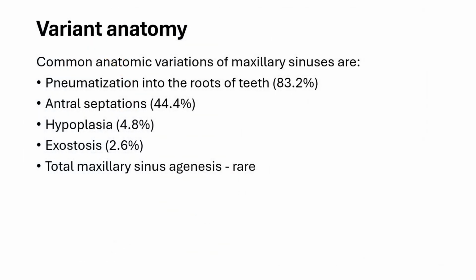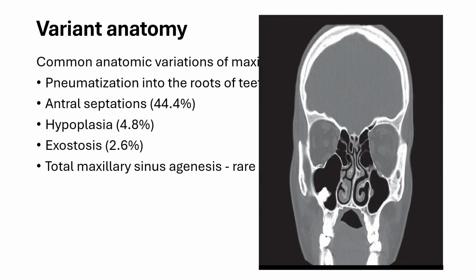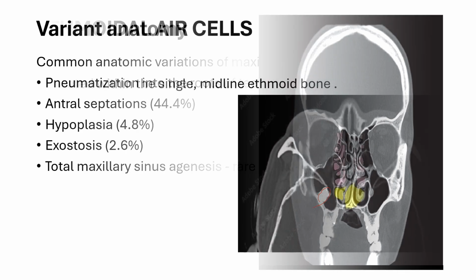Hypoplasia of the maxillary sinus is seen in 4.8% of cases. So these are the maxillary sinuses; they appear small on either side. So this is the hypoplasia, and sometimes total maxillary sinus agenesis can be seen, and exostosis development within the maxillary sinus is seen in 2.6% of cases. So these are the variant anatomy of the maxillary sinuses.